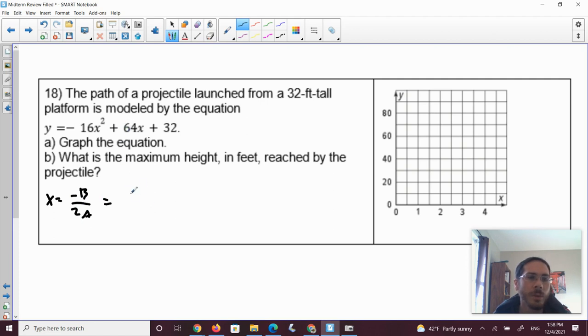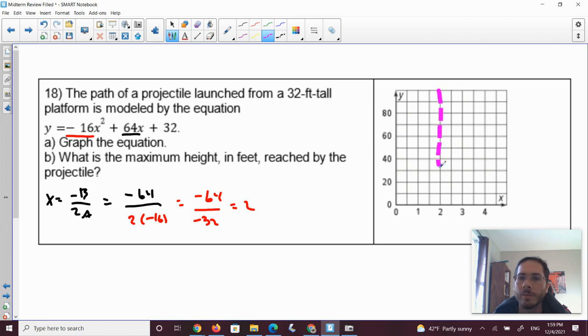So b is 64 in this case. I'll underline that in black. And then a is going to be negative 16. So we get negative 64 over negative 32, which is 2. So I know that at x equals 2 is the vertex. So I got the x-coordinate.